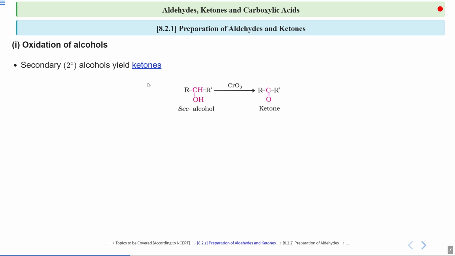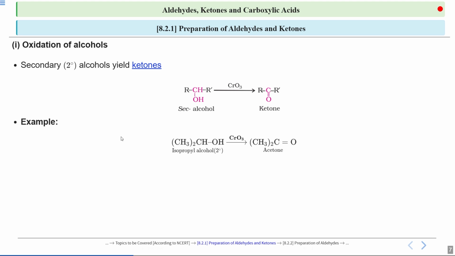When you use an oxidizing agent like CrO3, which is chromium trioxide, you see that it gets oxidized to a ketone. Ketone, why? Because this carbonyl group is connected to two carbon atoms. One is this R and one is this R dash. This R and R dash can be the same or different. So secondary alcohols get oxidized to ketones.